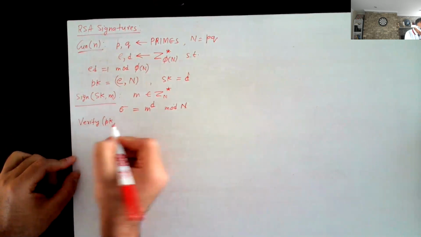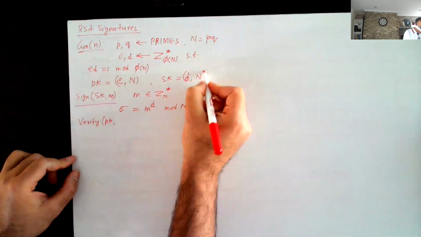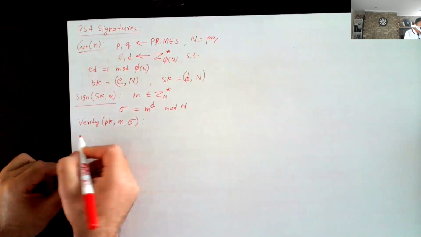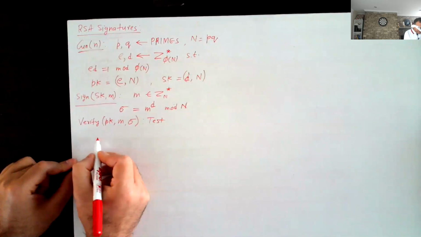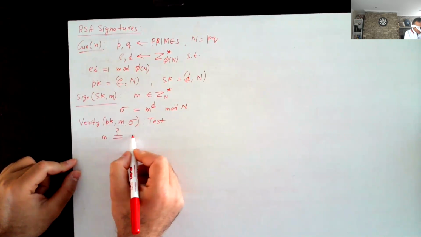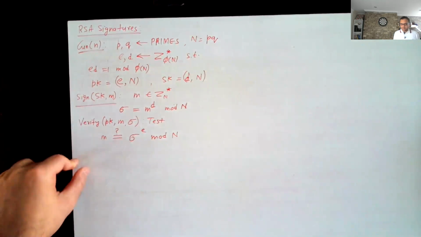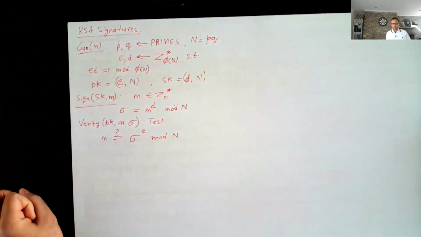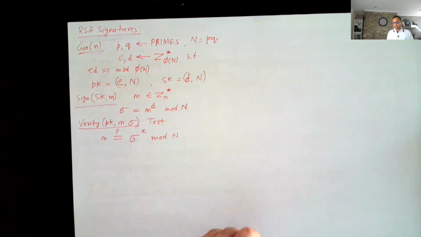So verify PK, comma, and let's put n as part of the secret key also. So you need to test the following. You need to test if m is actually equal to sigma raised to the power E mod n. And when you compute sigma raised to the power E, E and D will cancel out and you will get m. And if this test passes, you output 1, which is accept, otherwise you output reject.